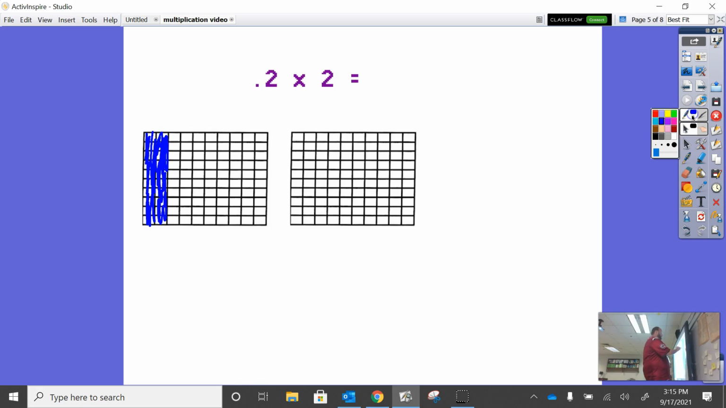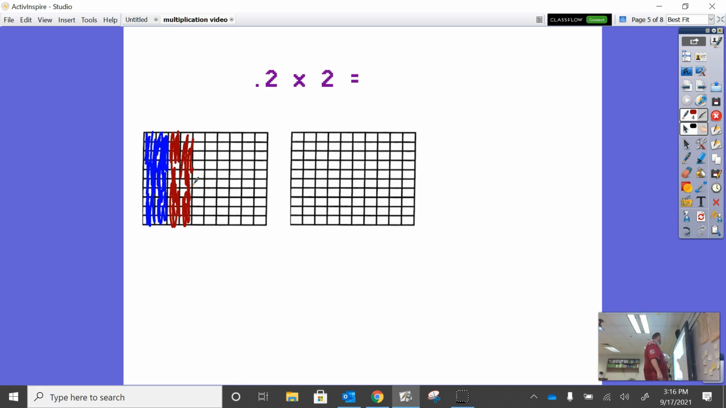Then I'm going to pick a different color. Let's go with maroon. I'm shading in the 2/10 again because remember, multiplication is nothing but repeated addition. If I take 2/10 and add another 2/10 to it, that should give me 4/10 when I add it up. So I shade in 2 more tenths with a different color, which shows me my answer of 4/10.